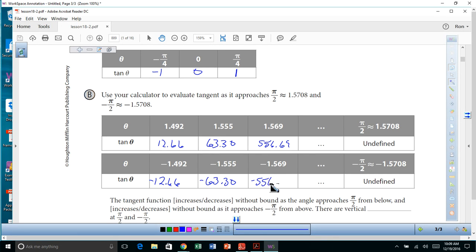Okay. The tangent function increases without bound as the angle approaches pi over 2 from below, and decreases without bound as it approaches negative pi over 2 from above. There are vertical asymptotes at pi over 2 and negative pi over 2.